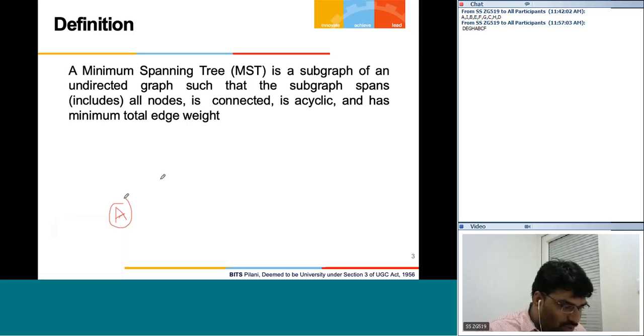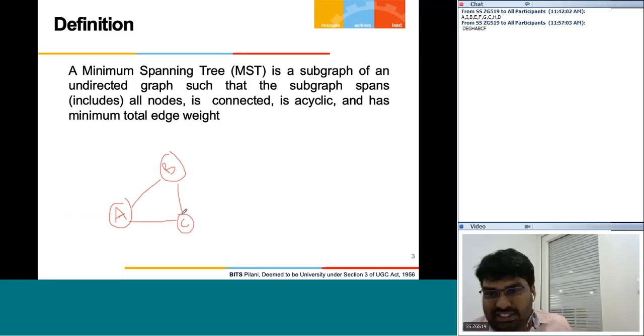A to B. Let's take this as some connection. I have got C. This is the connection. Now, this is a graph. Do you agree with this? This is a graph, right?